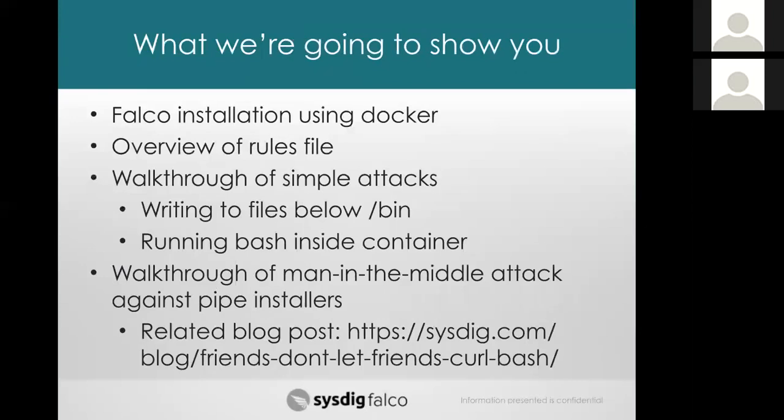Okay, so what we're going to do is show a very simple how to install Falco using Docker and run it. We'll look really quickly at the rules file, and then we'll show some of the things Falco can detect. We'll talk about somebody trying to write files below /bin. We'll show what happens if somebody tries to run bash inside a container. In this case, we'll be doing it via a node.js application with a very poorly designed REST API.